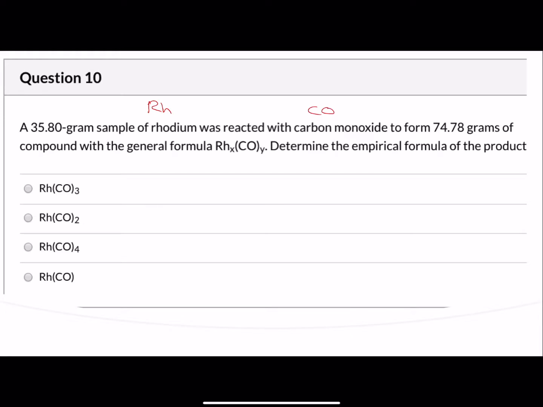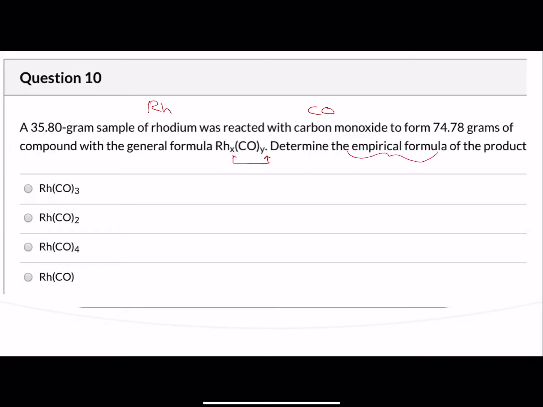So a 35.80 gram sample of rhodium was reacted with carbon monoxide to form 74.78 grams of a compound with this general formula: Rh subscript x and CO subscript y. What's the empirical formula of the product? In order to determine the empirical formula, I need to figure out the ratio of x to y.